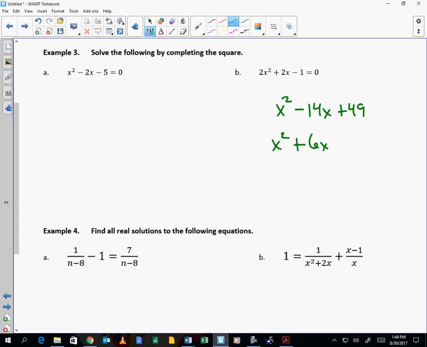So I would like to challenge you into thinking that it's really not that bad as long as we just understand the basics of what it means to be a perfect square. So those are all perfect squares. Why is x squared minus 14x plus 49 a perfect square? Because it factors to a square of a binomial.